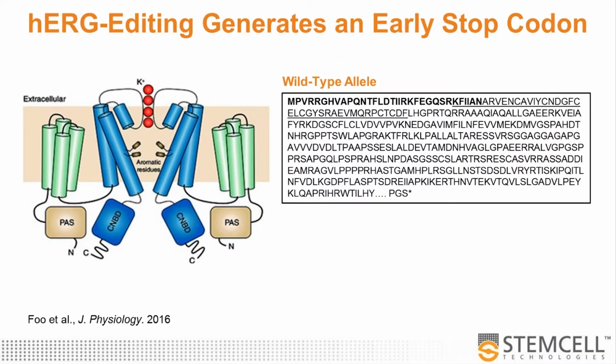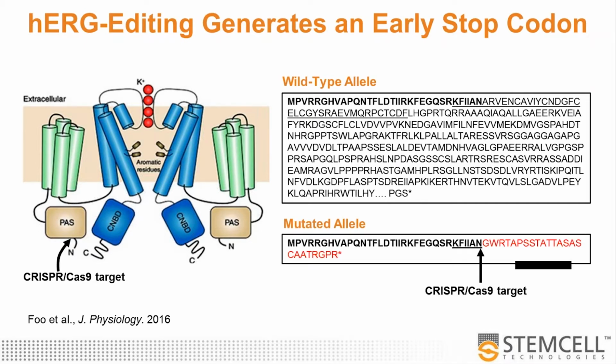So again, looking at the hERG channel here, this CRISPR-Cas9 really affected the N-terminal region. And in the wild-type allele, you see the N-terminus is quite long. However, in the mutated allele, that 4 nucleotide deletion causes a shift here, and it causes an early stop codon. So basically making this allele null, resulting in a heterozygote mutation of the hERG channel.